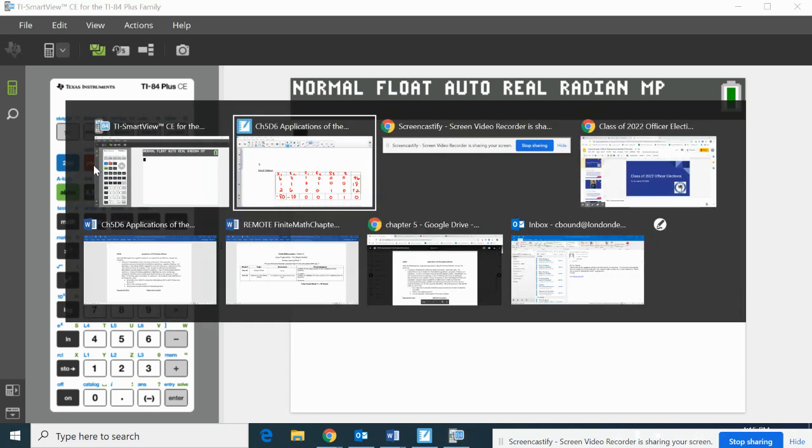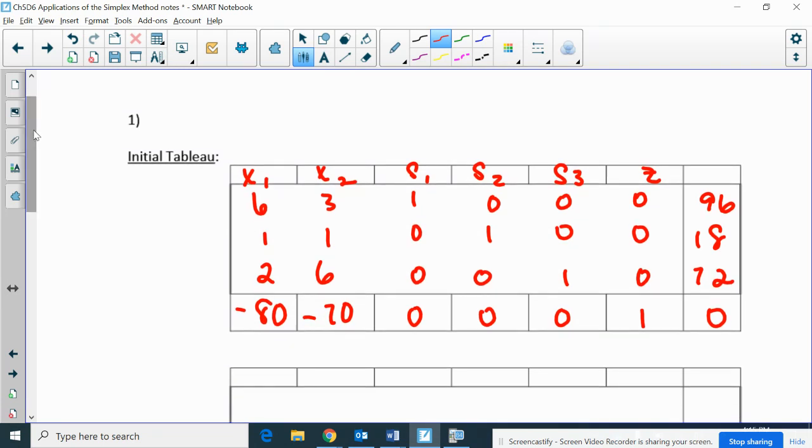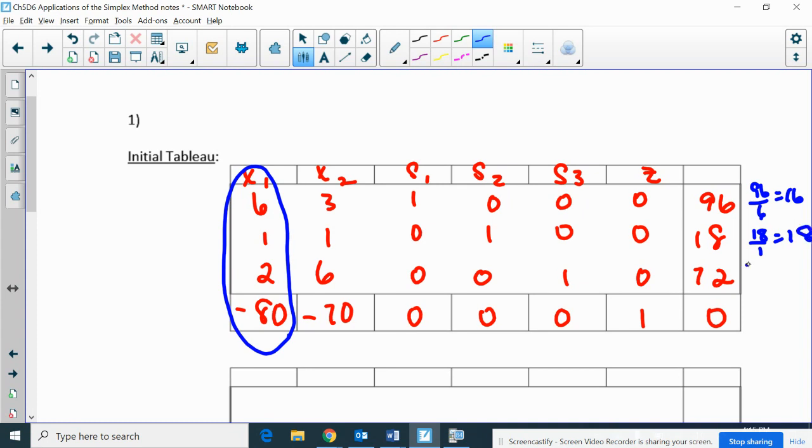So now I'm going to go back and determine what my pivot element is going to be. I'm going to take my most negative element in my last row, negative 80, that makes my pivot column. My pivot row, I'm going to determine by my ratios. So 96 divided by 6, that gives me 16. 18 divided by 1 gives me 18. 72 divided by 2 gives me 36. I want my smallest, non-negative and not 0. So 16 would be my smallest ratio.